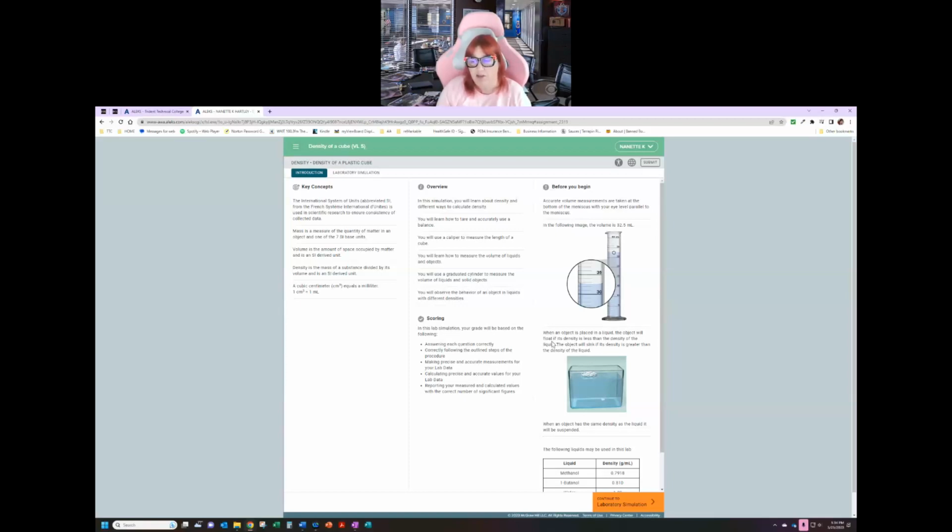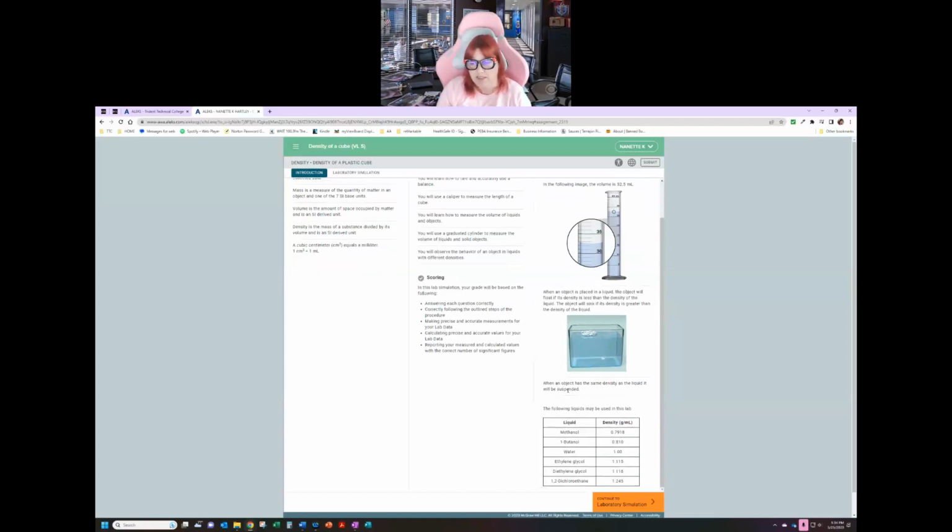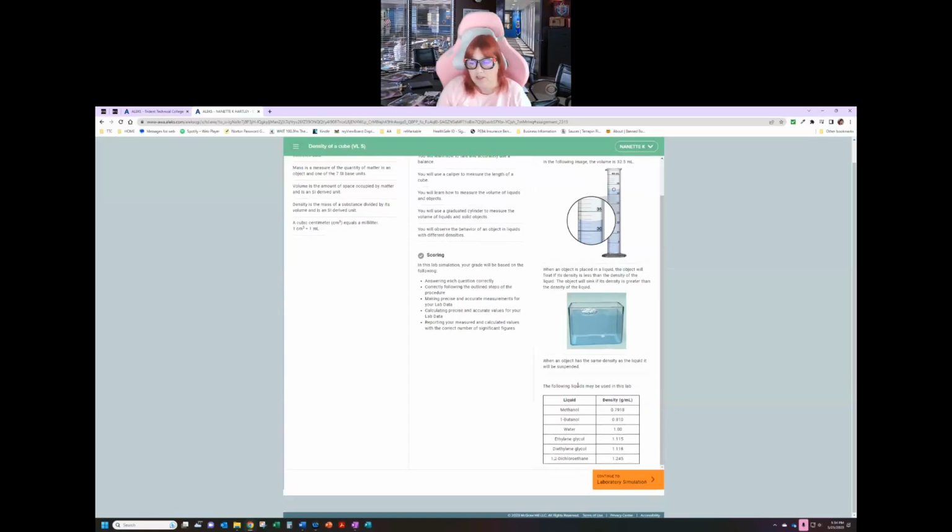It also talks about how when an object is placed on liquid, the object will float if its density is less than the density of the liquid. The object will sink if the density is greater than the density of the liquid. When the object has the same density as the liquid, it will be suspended. And then there's some information about the density of these materials. Now you should be able to access this part later, but the other parts you may not be able to. So it's important that you write some of these things down.